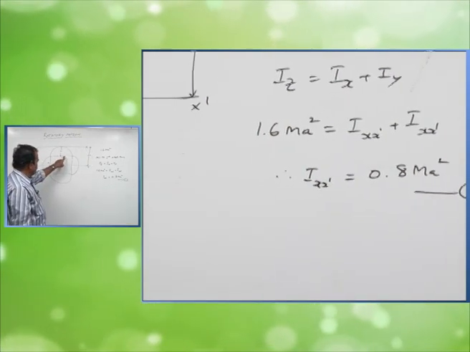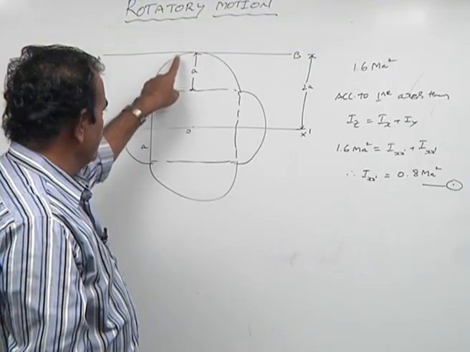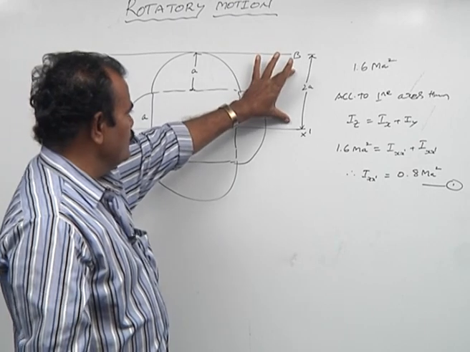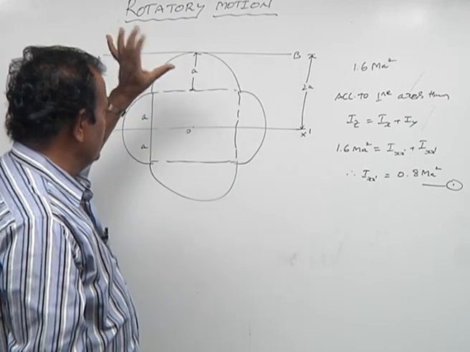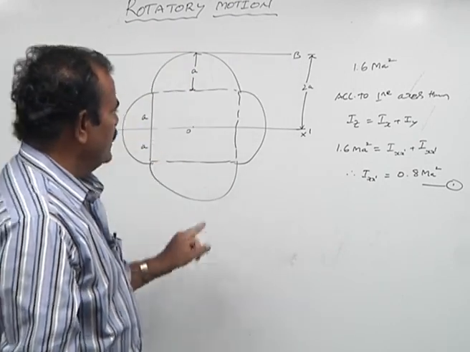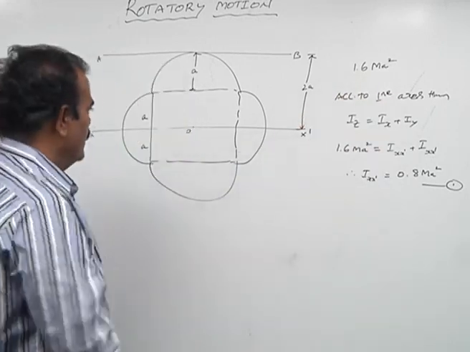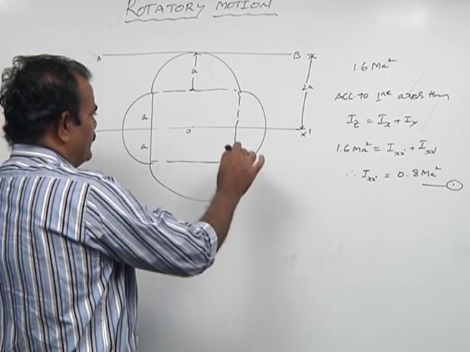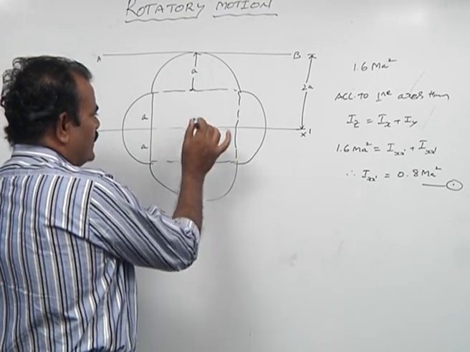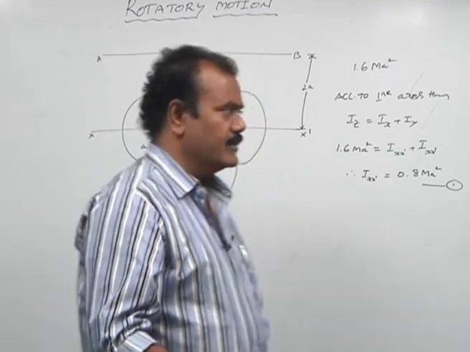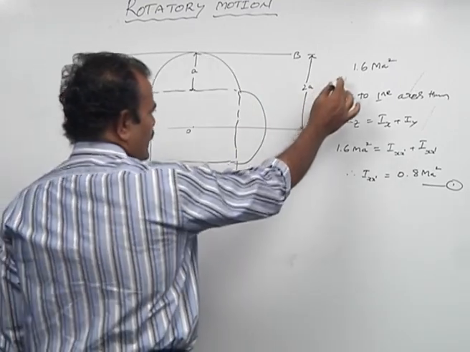Here what you are given is a square lamina, and onto the square lamina there are semicircular sections. The width is 2a, and a is given, everything is given. You are given one value, the moment of inertia of this complete lamina about O, passing through the center and perpendicular to the plane of the lamina, which is 1.6 Ma square.